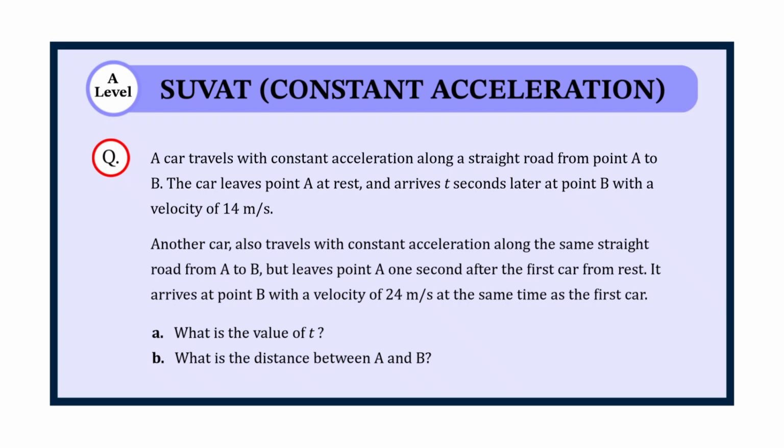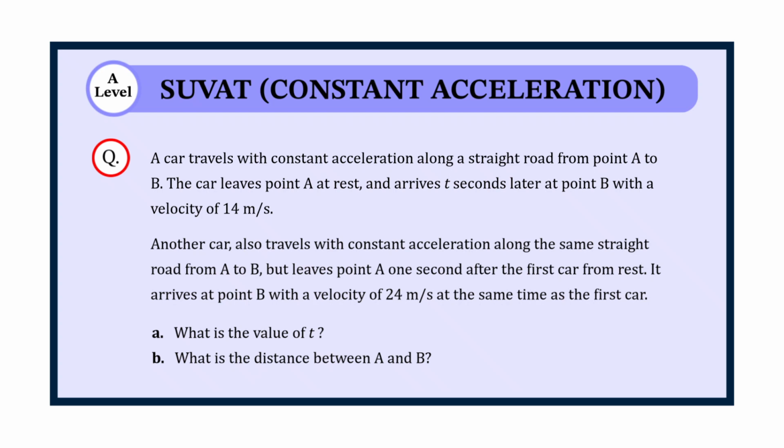In this video, we're going to look at a SUVAT constant acceleration question. The question states that a car travels with constant acceleration along a straight road from point A to B. The car leaves point A at rest and arrives t seconds later at point B with a velocity of 14 meters per second. Another car also travels with constant acceleration along the same straight road from A to B, but leaves point A 1 second after the first car from rest.